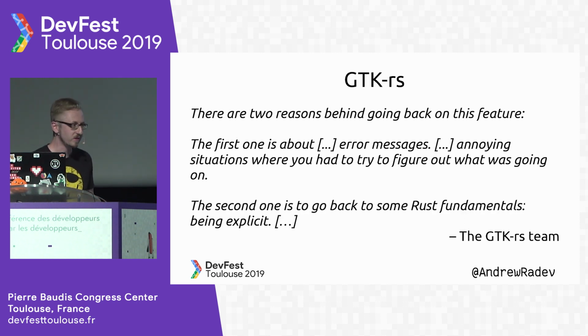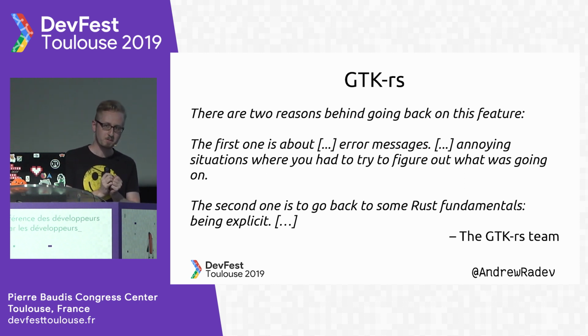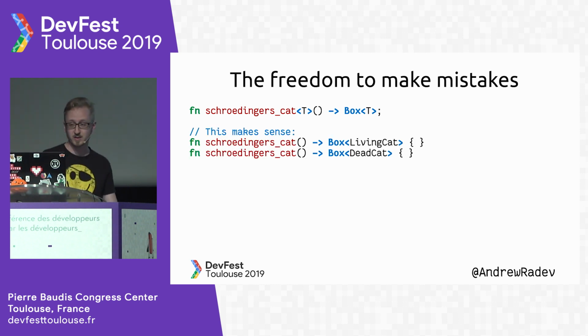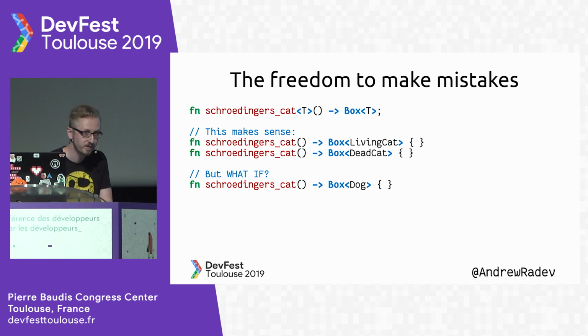The second reason that they gave was simply, we'd like to be more explicit in this. We would like to reduce the magic a little bit. Because the thing is, you have this kind of return type polymorphism set up. It's magical, it's great. You might have a Schrodinger's cat function that returns a cat in a box. You can implement it for a living cat or for a dead cat, and you can get whichever of these two you want. That's not how the quantum experiment actually goes, but never mind that. But what if I implement it so it returns a dog instead? What happens then? I guess don't do that, right?